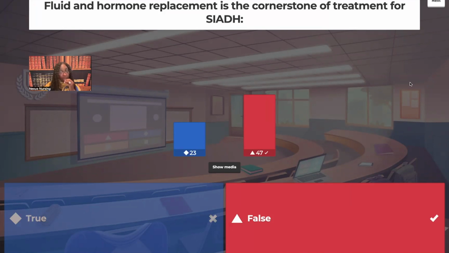Okay. So, fluid and hormone replacement. At least more of you guys chose the correct answer than the wrong answer. I'm happy you said false. Fluid and hormone replacement means we'd be giving fluid and we'd be giving antidiuretic hormone. We wouldn't do that in SIADH because SIADH already has too much antidiuretic hormone. They're already holding on to too much fluid, so that would be false. This would be correct for diabetes insipidus, DI.